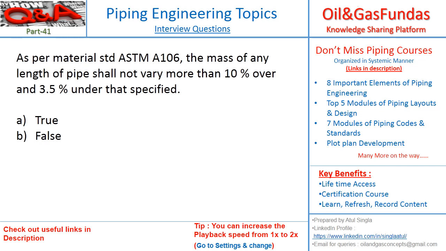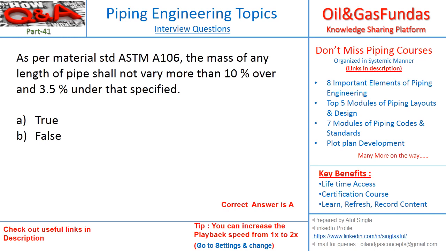As per material standard ASTM A106, the mass of any length of pipe shall not vary more than 10% over and 3.5% under that specified. Is it true or false? So the correct answer is true. The statement is correct.